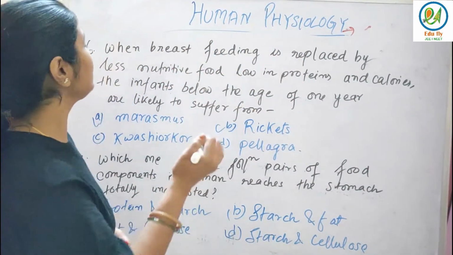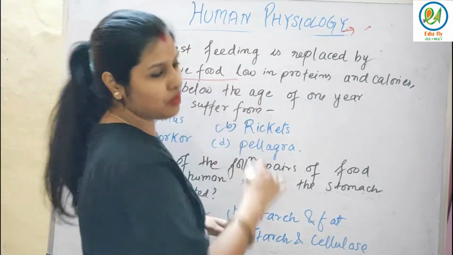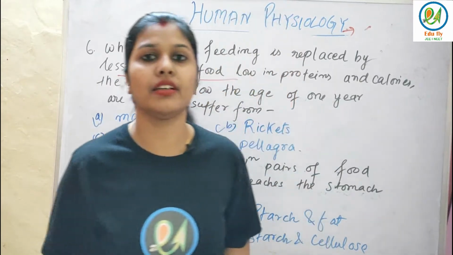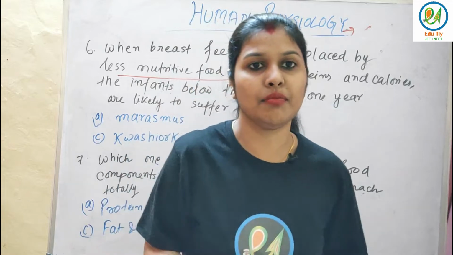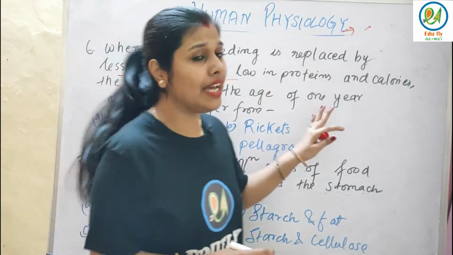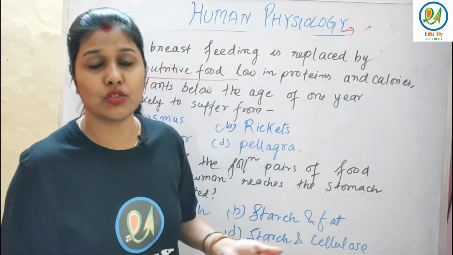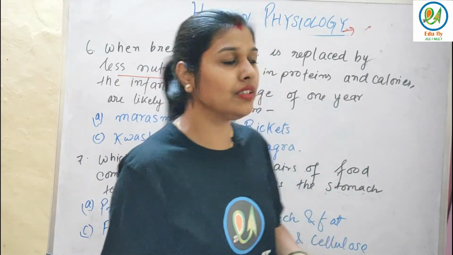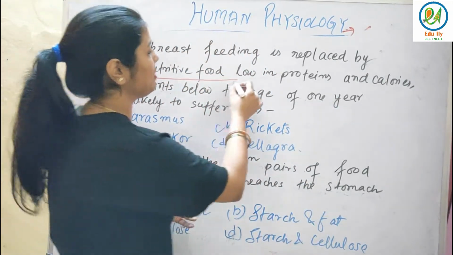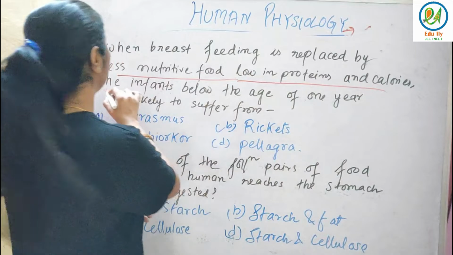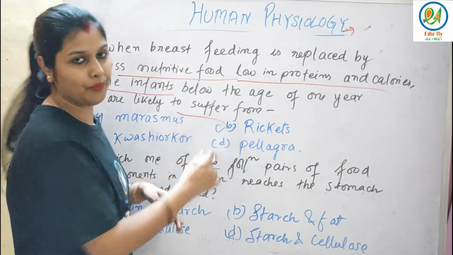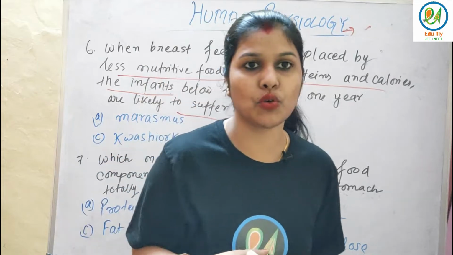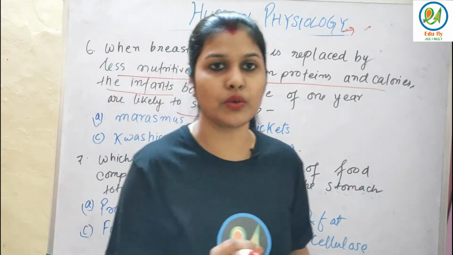When breastfeeding is replaced by less nutritive food, low in proteins and calories, the infants below the age of 1 year are likely to suffer from what? Sometimes if a baby hasn't received his mother's milk, that is breastfeeding, that baby can suffer from so many diseases. So, breastfeeding is very important for all the ladies and even for the babies. 1 year से नीचे के बच्चों को माँ का मिल्क मिलना बहुत ज़रूरी होता है.